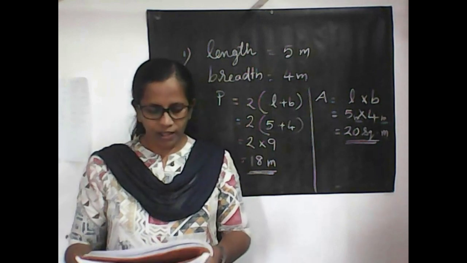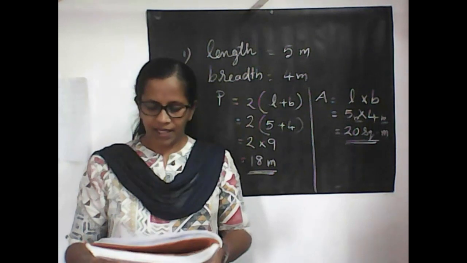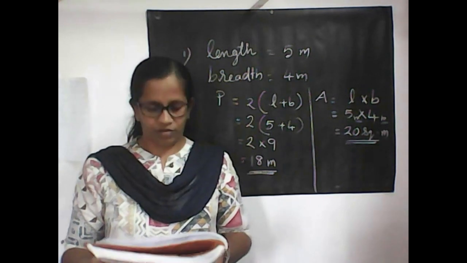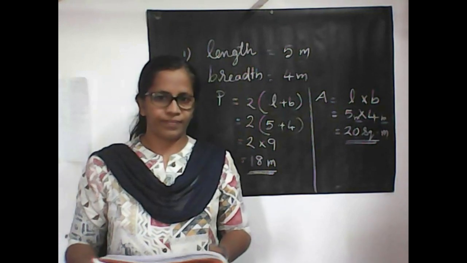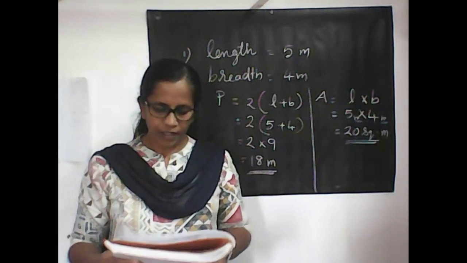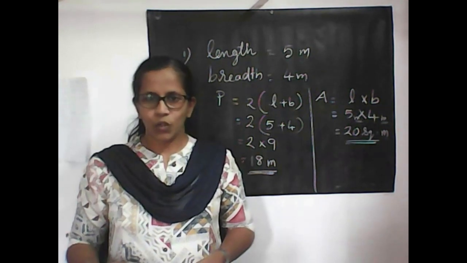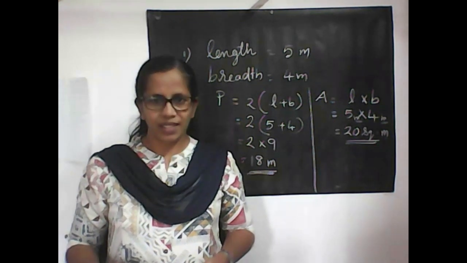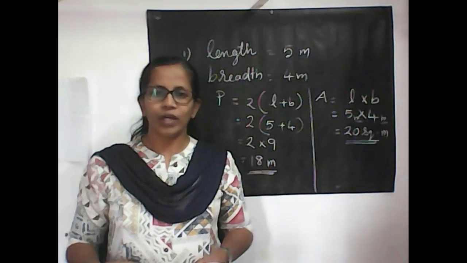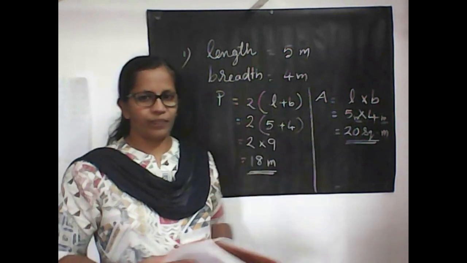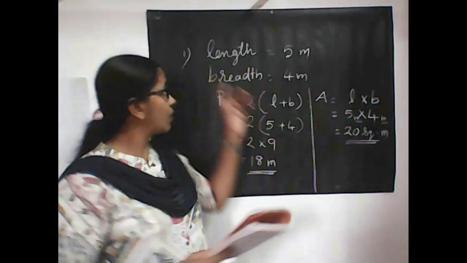Sneha wanted to make a lawn of 15 meter in length and 8 meter in breadth. What will be the area and perimeter of the lawn? Okay, so how will you find out? Here also length and breadth is given. So we understood that it is a rectangle shaped lawn. So we have to find out the perimeter and area the same way. So what do we have to do? All of you do along with me. First you have to write question number 2.